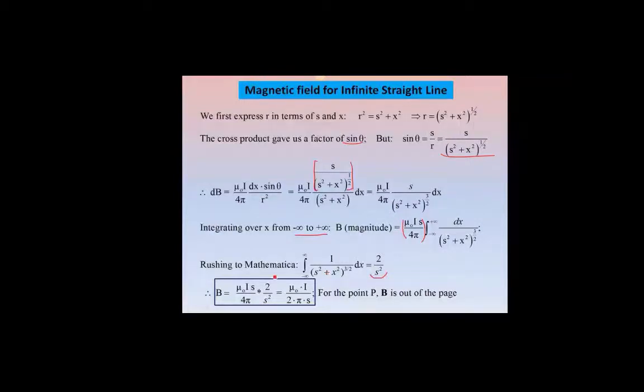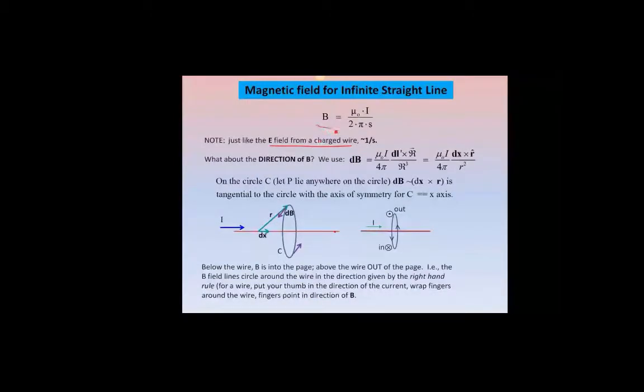Putting that in then for the value of B, we get the prefactor times 2 over s squared. 1 s will cancel 1 s down here, and so we'll have mu 0 I over 2 pi s. This is at the point P, and if we look at the direction again, this is out of the page. So the vector B is coming out of the page. This is a classic equation for the infinitely long wire.